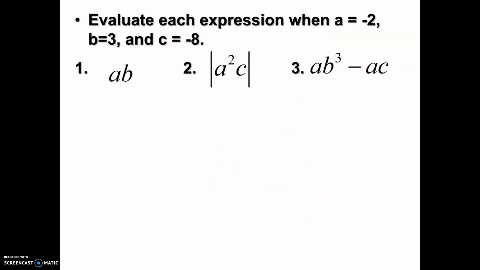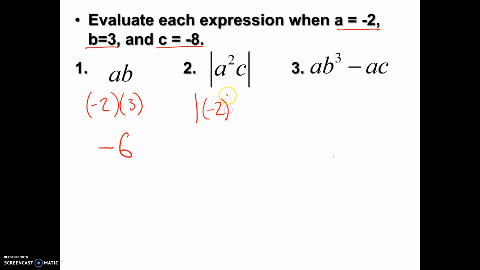All right, we got a couple of problems here. We'll stay on this slide for a few minutes. Notice when A is negative 2, B is 3, and C is negative 8. So we plug in with parentheses. A is negative 2, B is 3. Negative 2 times 3 is 6. Same sign, positive, different sign, negative 6. Notice the absolute values here. It's going to be very important for us. We always plug in with parentheses.